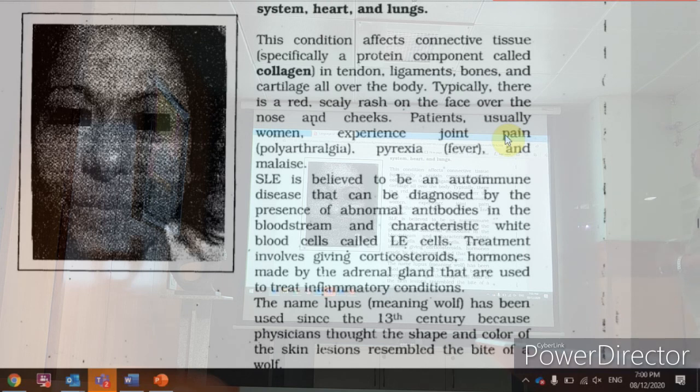They experience joint pain, that is polyarthralgia, pyrexia and malaise. It is an autoimmune disorder again. When we check in them, white blood cells called LE cells are more in number. Treatment involves giving corticosteroids, hormones used for treating inflammatory conditions. The name lupus was given because the physician thought the shape and color of the skin resembled the bite of a wolf. Hence the name lupus. Wolf, the other name.